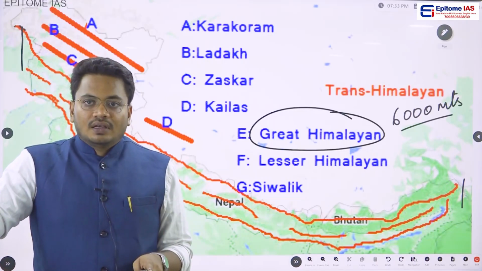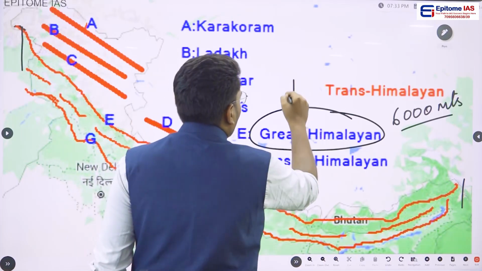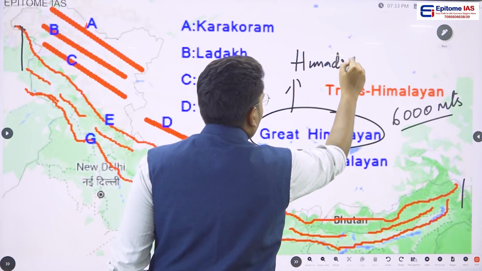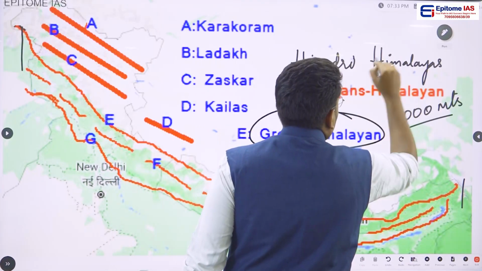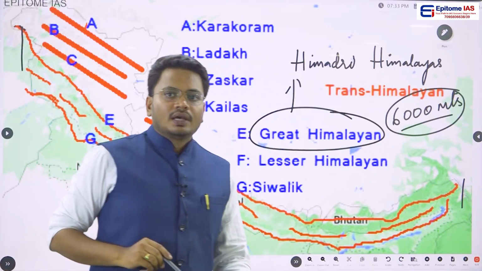Mount Everest and Kanchenjunga are the 2 mountain peaks that are present in this Greater Himalayas. And this Greater Himalaya is also called Himadri Himalayas. And what is the average height for these mountains? Average height is 6,000 meters.